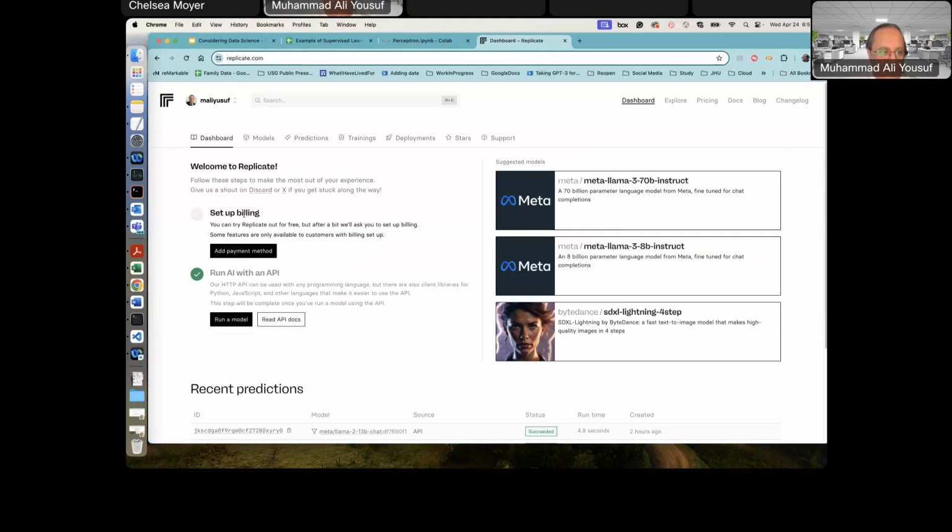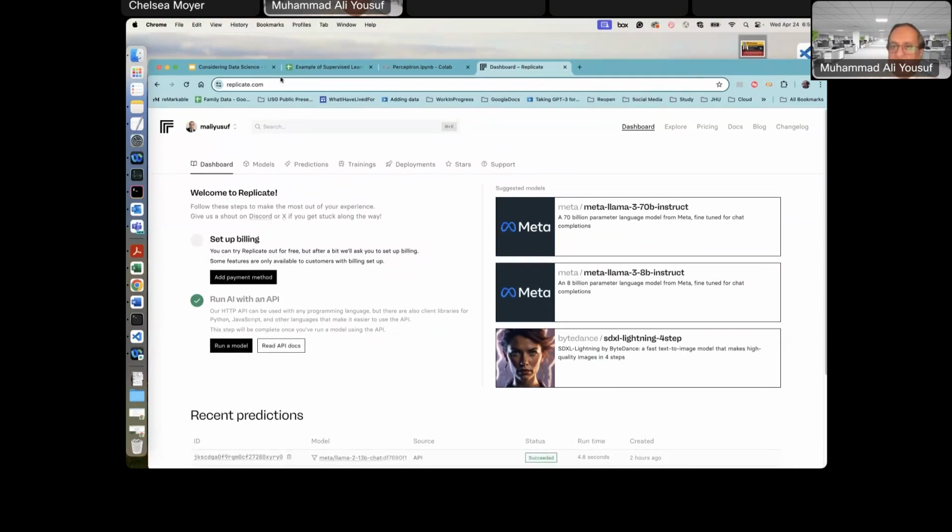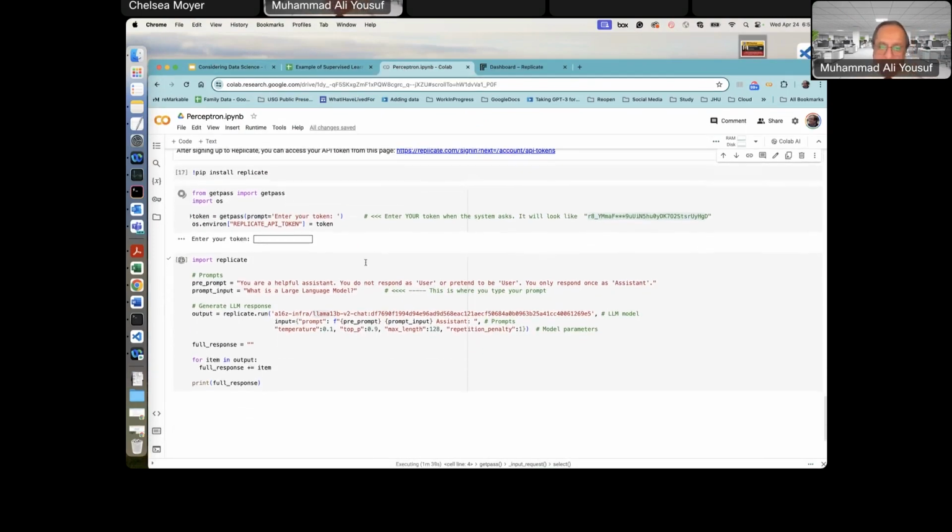So it says set up billing. Do not set up billing. Don't give them your credit card number, because that can cost you a lot. In the beginning, it is free. And what I'm doing is I'm using only the free version. I have not given my credit card number to this company. So I'm using the free version, but you can try this thing.